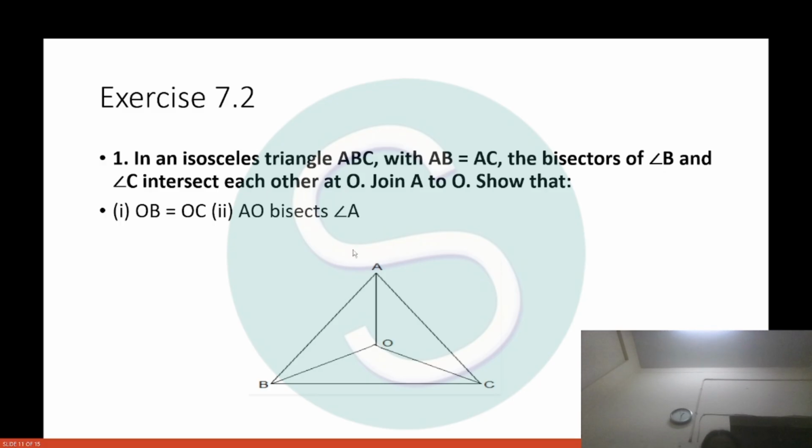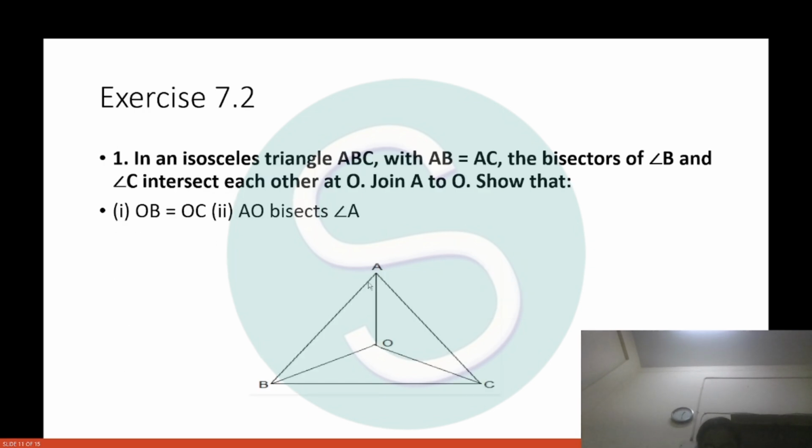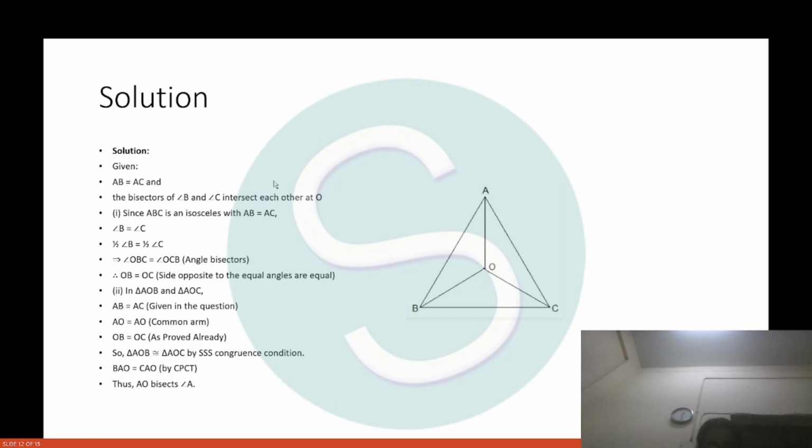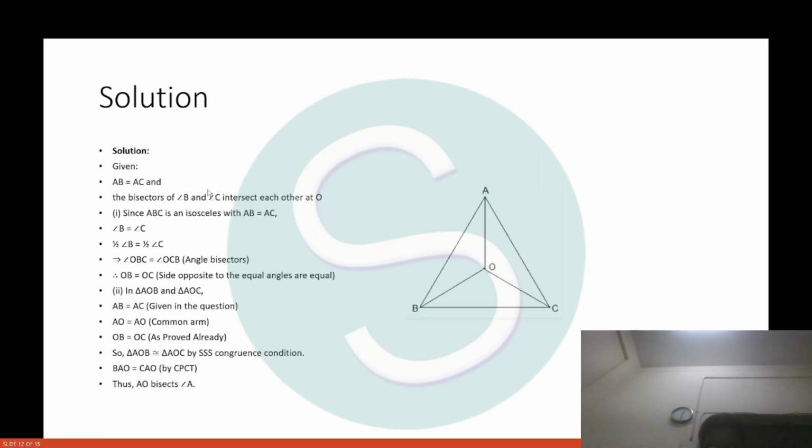So now we will do another question. In an isosceles triangle ABC with AB equals AC, the bisectors of angles B and C intersect each other at O. Then we will join A to O and show that OB equals OC. So what is given to us is that AB equals AC and the bisectors of B and C intersect each other at O. We have to prove firstly that OB equals OC, first part.